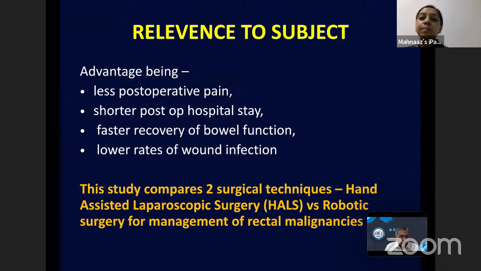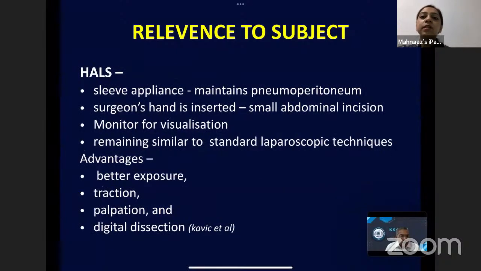So this study compared two surgical techniques, hand-assisted laparoscopic surgery, HALS, versus robotic surgery for the management of rectal malignancies. In hand-assisted laparoscopic surgery, a sleeve appliance is applied to the abdomen. It maintains pneumoperitoneum. The surgeon's hand is inserted into the abdomen, and the rest of the surgery is conducted similar to laparoscopic surgery, and the monitor is for visualization.